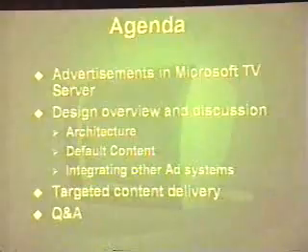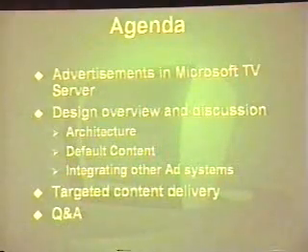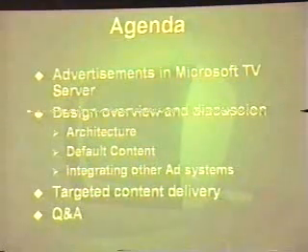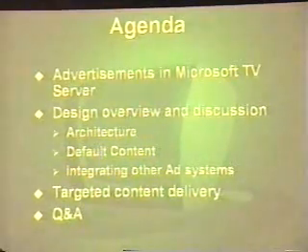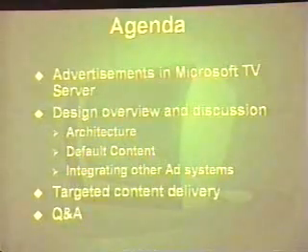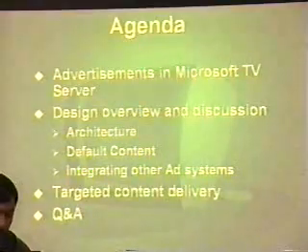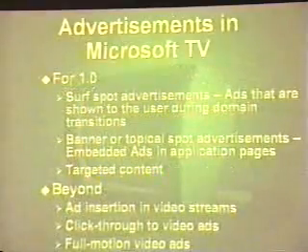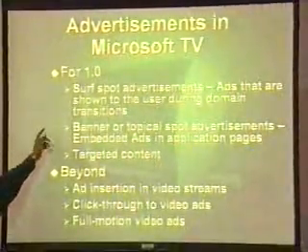And then we'll talk about some design, and finally we also will talk about some of the targeted content delivery as against advertisements: what parameters can be used to target content, and how much granularity we get on that. As I'm going through, if you have any questions, please stop and ask me. In 1.0, we support two major types of advertisements, if you would.